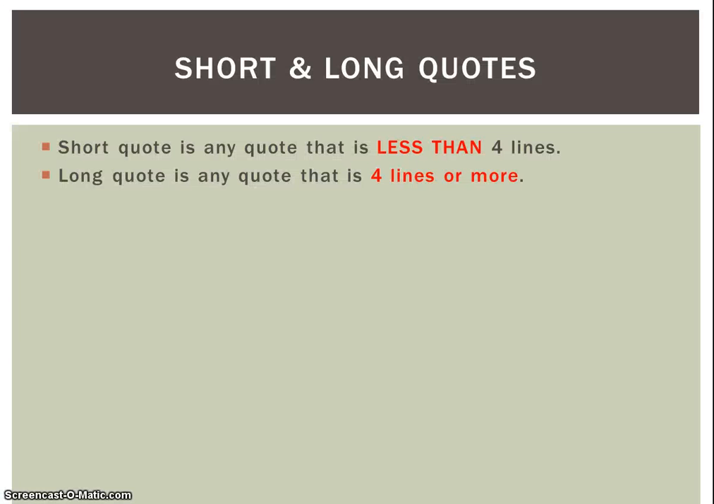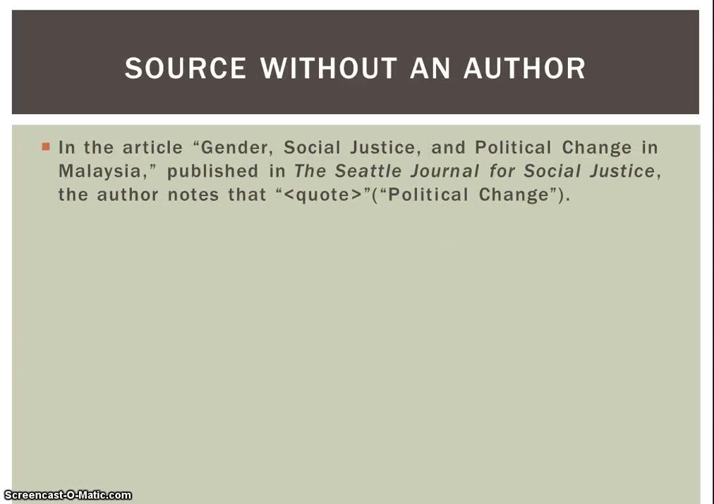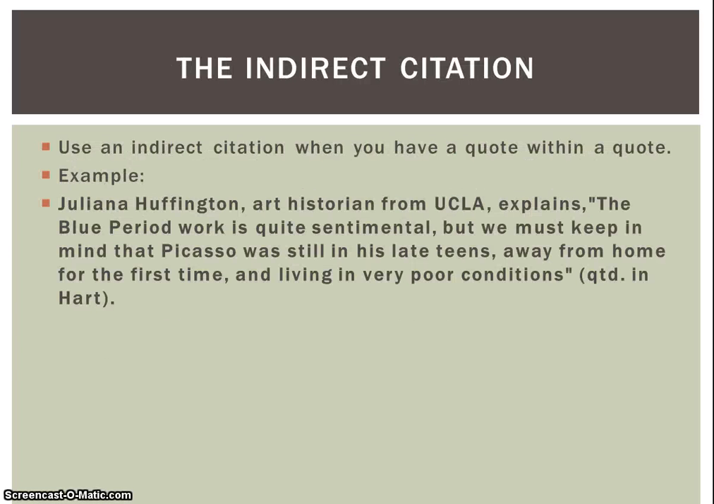Okay, so just to review briefly, short quote is anything less than 4 lines. A long quote is anything 4 lines or more. We've looked at short quotes with page numbers. We've looked at short quotes without page numbers, and we've looked at long quotes, anything 4 lines or more, and the formatting for that. So let's take a look now at what's called the indirect quote or the indirect citation. So let me just briefly explain this.